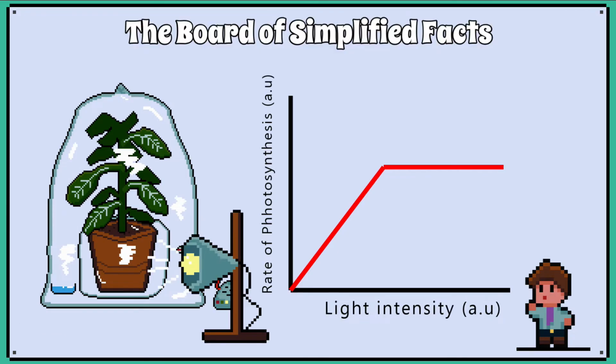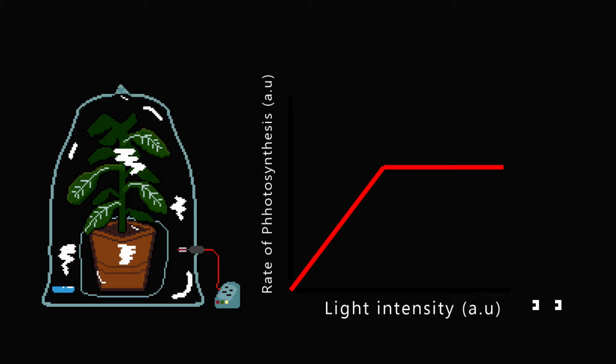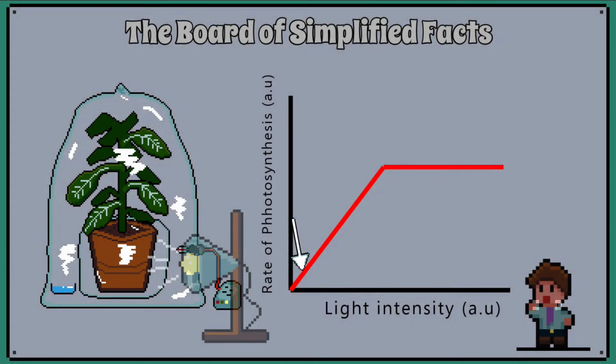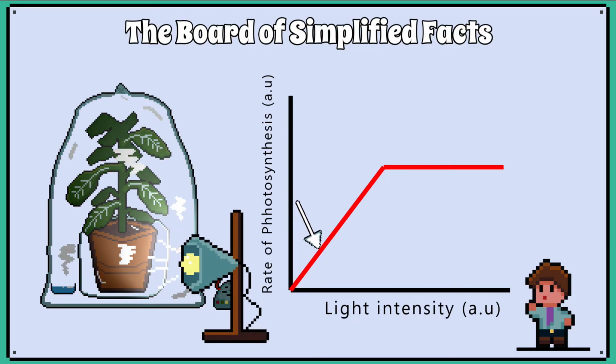So we will increase the light intensity using this lighting rig. If we start by making it completely dark, we can see the rate of photosynthesis is now 0, even though there is plenty of carbon dioxide available. Now we increase the light intensity, and we can see that the rate of photosynthesis goes up.